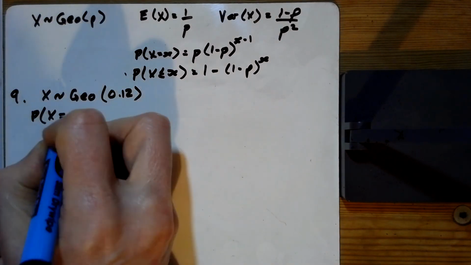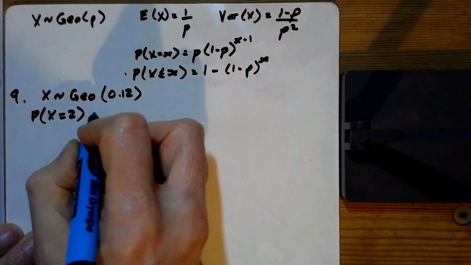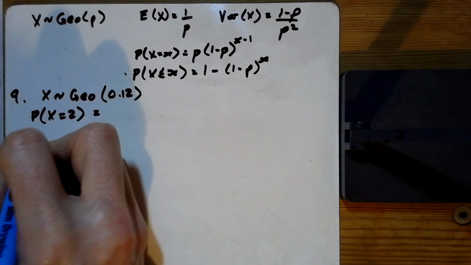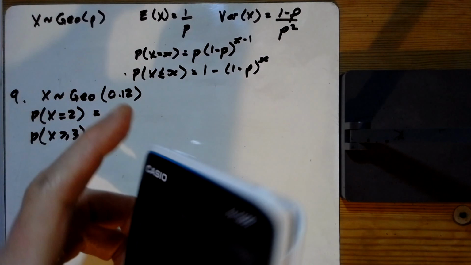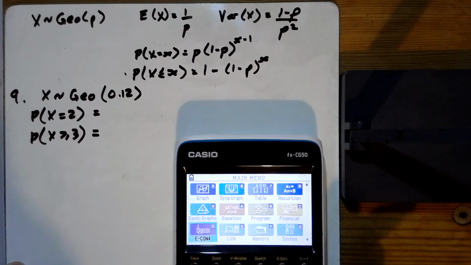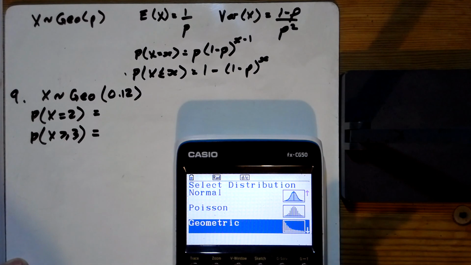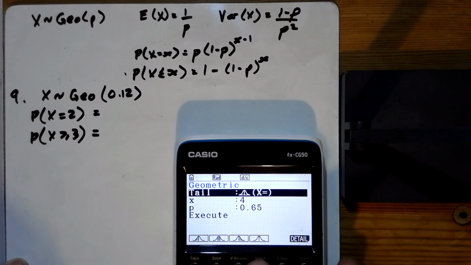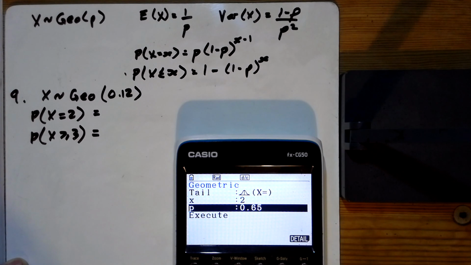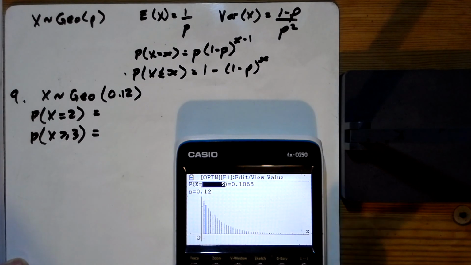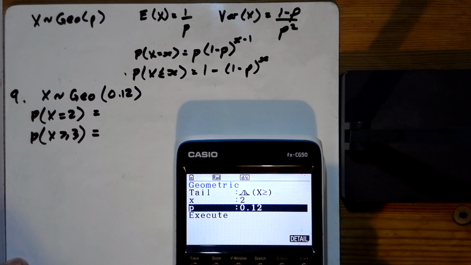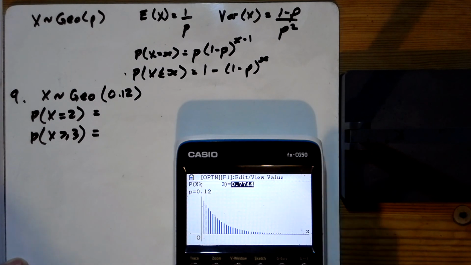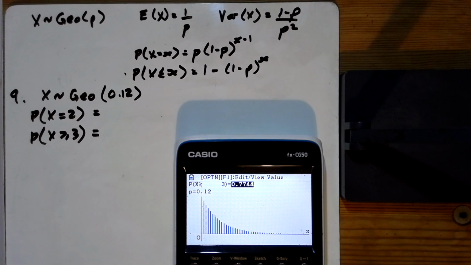probability that Tabitha takes two attempts to catch a fish, probability x equals 2, and at least 3, greater than or equal to 3. So I'll do both of those on the calculator. Going to my distribution mode, going to my geometric one, and the first one I want is equal to 2 with the probability 0.12, and so that's giving me 0.1056, and changing this now to greater than or equal to 3, that one there is 0.7744. Just write those down.